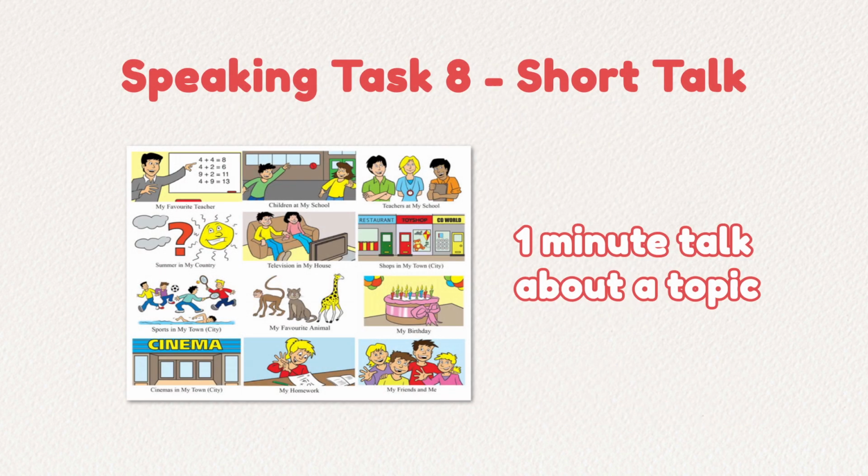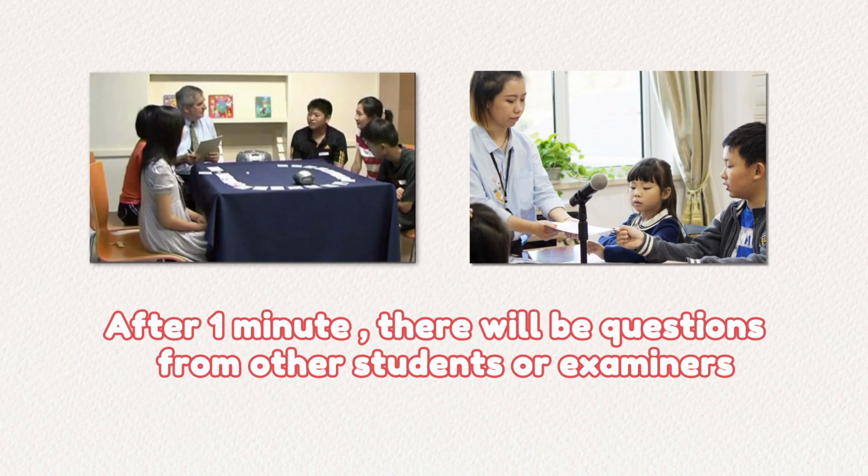So the next task is task 8. This is called a short talk. What the student does is they pick a topic card which has a picture on it and they will talk about that topic for 1 minute. After 1 minute, there will be questions from the other students and the examiner as well. And this task also goes for about 10 minutes.